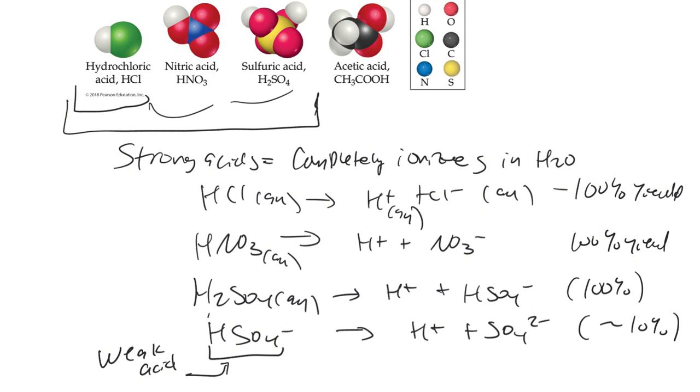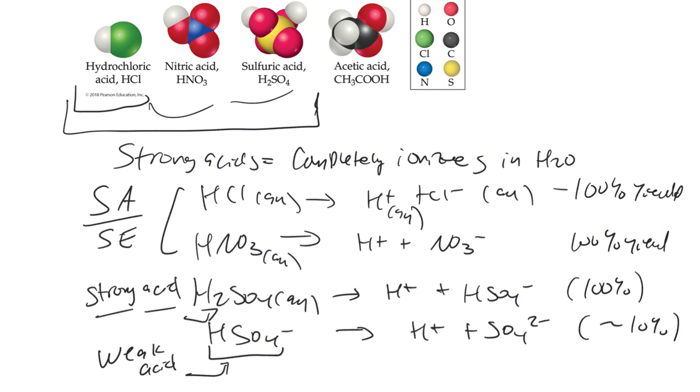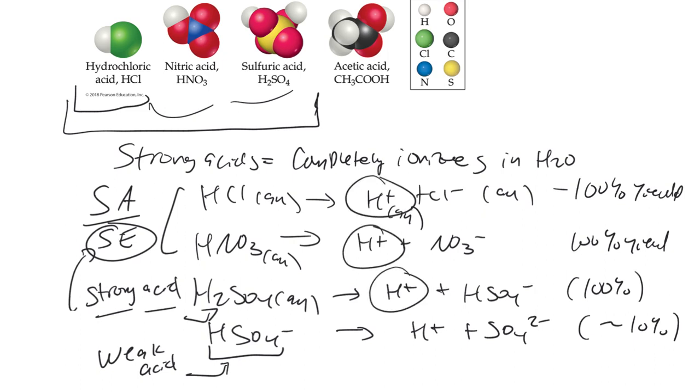So H2SO4 is a strong acid. It's strong in its first H plus falling off, just weak in its second H plus falling off. Nitric and hydrochloric, these are strong acids. They're also strong electrolytes, because they're making ions, it's just they're making a specific ion of H plus. So this is really what makes something termed an acid, is when it's releasing an ion that happens to be H plus.